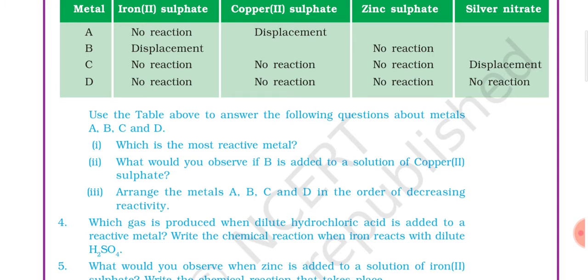So first part is, which is the most reactive metal? As 4 metal samples are listed in the table, A, B, C and D, the most reactive metal is B.